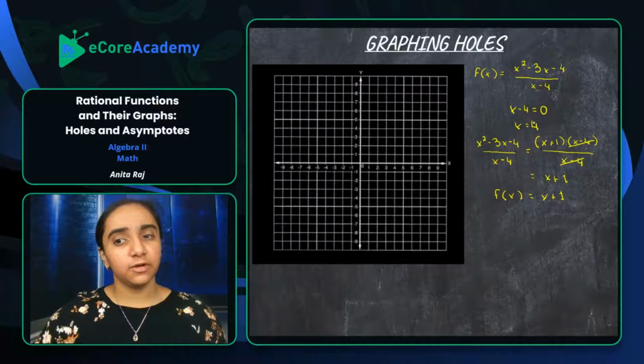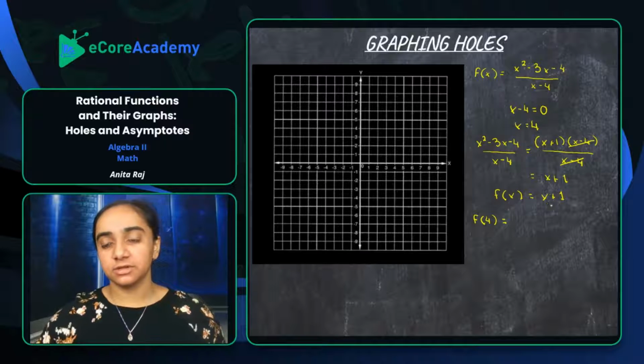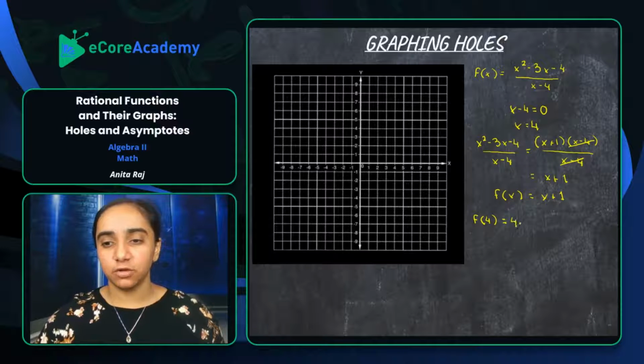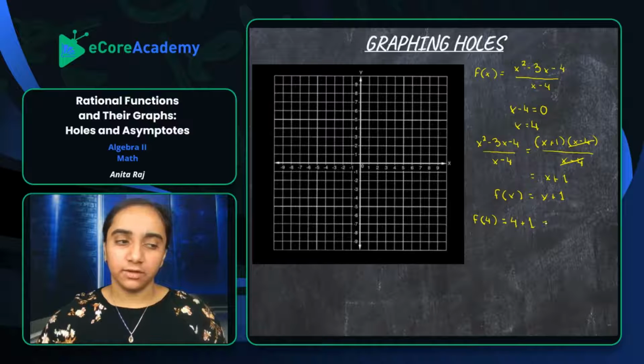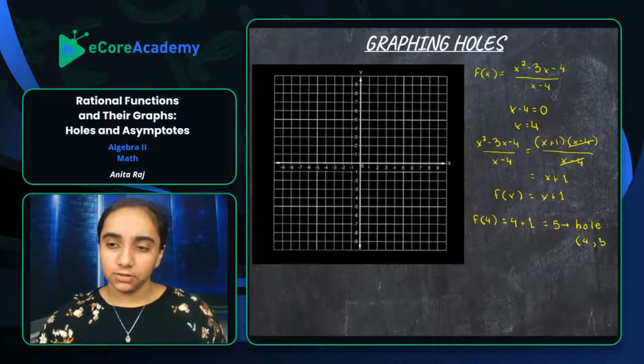So we're going to plug 4 into f of x to find the corresponding y coordinate where the hole occurs. So f of 4 is equal to, remember our reduced function was x plus 1, so we're going to substitute 4 in for x. We're going to get 4 plus 1, and then we are going to get 5. And what does that mean? Well, that means that the hole occurs at the point (4, 5). So now what are we going to do?